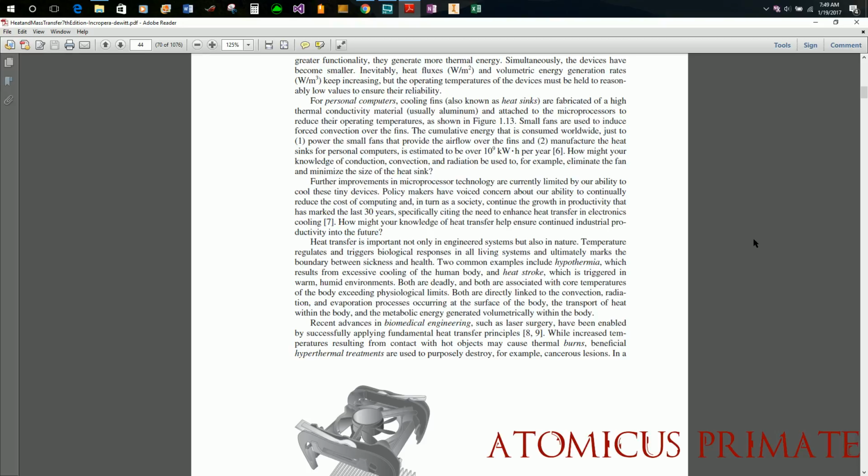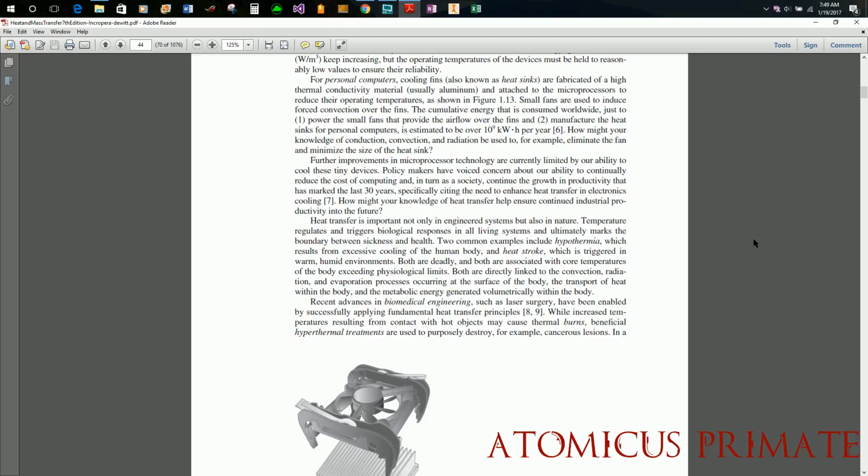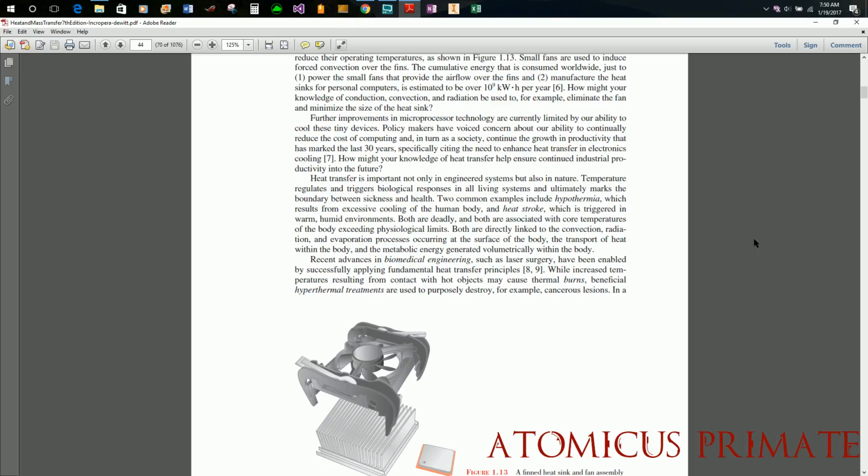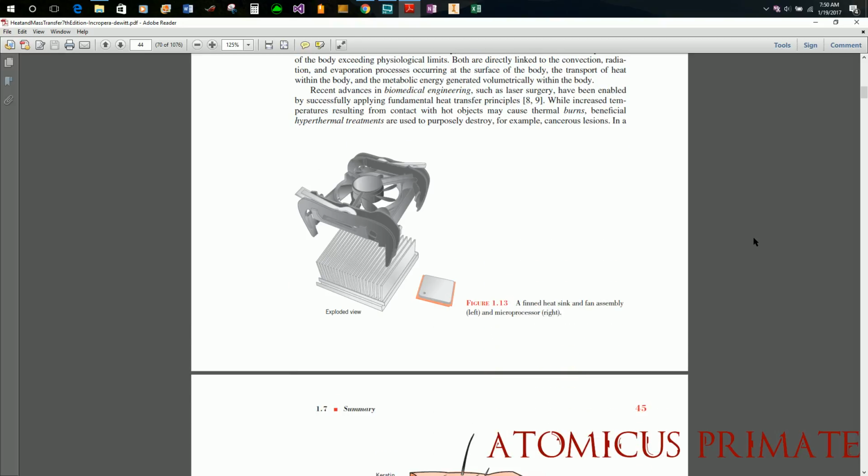Both are directly linked to the convection, radiation, and evaporation processes occurring at the surface of the body, the transport of heat within the body, and the metabolic energy generated volumetrically within the body. Recent advances in biomedical engineering, such as laser surgery, have been enabled by successfully applying fundamental heat transfer principles. While increased temperature resulting from contact with hot objects may cause thermal burns, beneficial hyperthermal treatments are used to purposely destroy, for example, cancerous lesions.